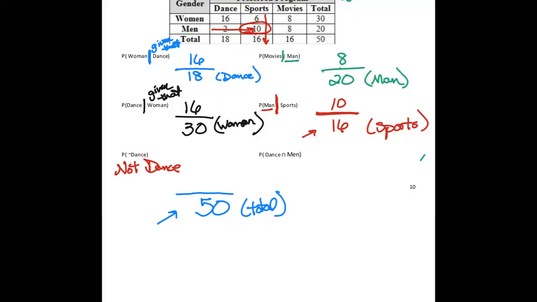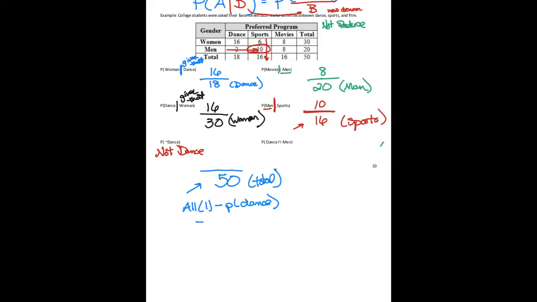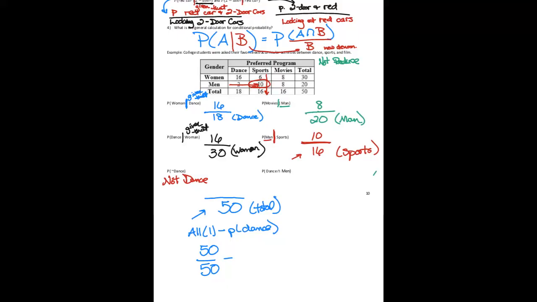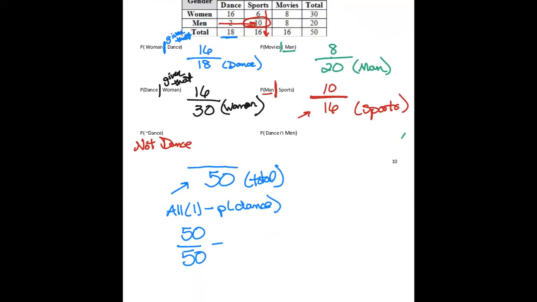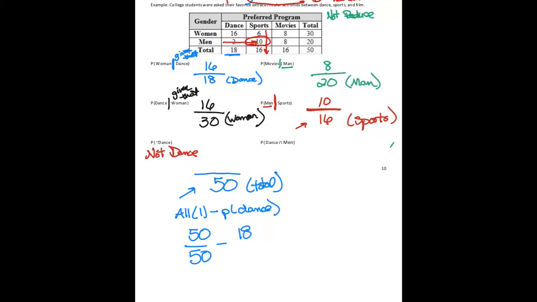The probability that someone doesn't like to dance is all of them, which is 1 minus the probability that someone does like to dance. So all of them would be 50 over 50, that's everybody, minus the probability that someone likes to dance, 18, I'm trying to show both, out of 50 means it is 32 out of 50. Because you either like to dance or you don't like to dance, right?